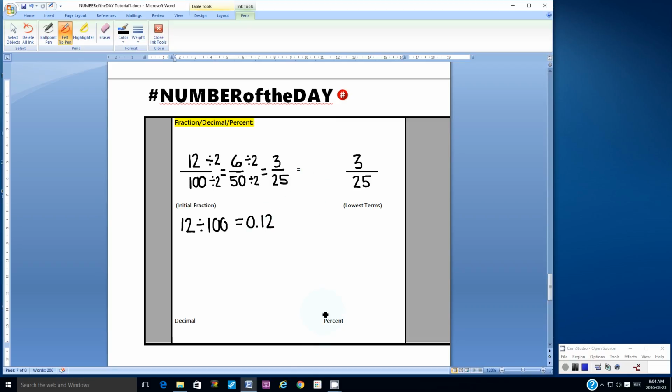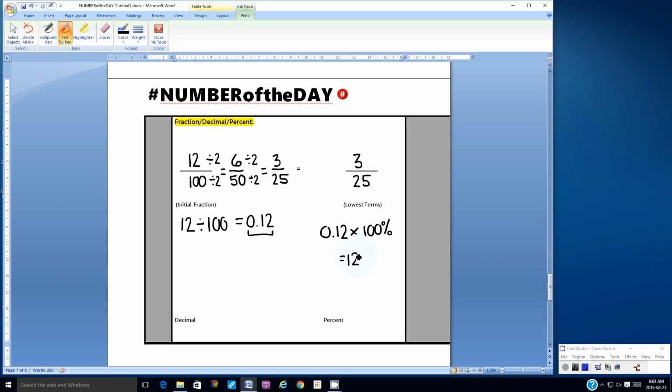Okay, so now how do we do percent? Well, for percent, what we do is we take the decimal that we just calculated. So let's take 0.12 and then we multiply it by 100%. So if you have your calculator, 0.12 times 100% is 12%. In this case, there were no decimals. It came out to a nice round number.